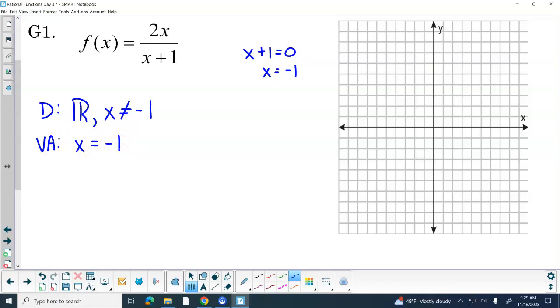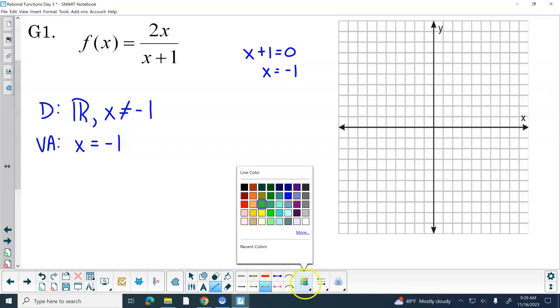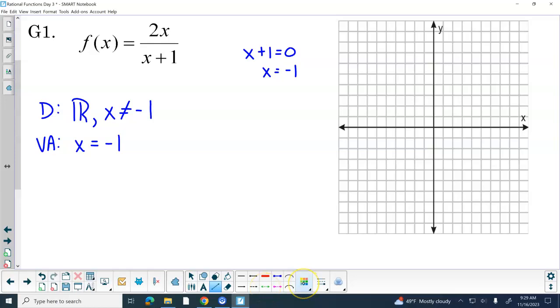Now, when we go to our graph, our asymptotes are always dashed lines. So I find where x equals -1, and I put a dashed line that is vertical, so that's up and down, all the way across my graph. Again, if you do the slashes so that you can see it better, that's fine. You do you. But I know now, with a vertical asymptote, I cannot cross that line. I cannot draw my function through that line.